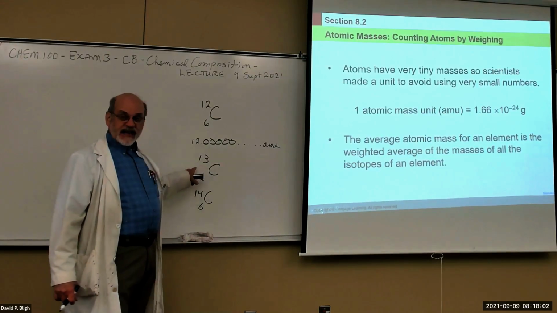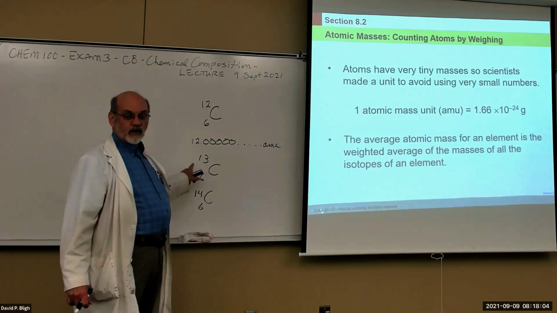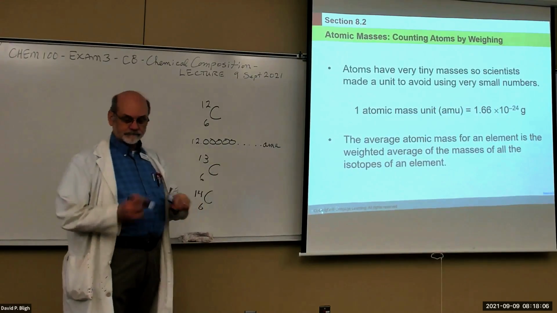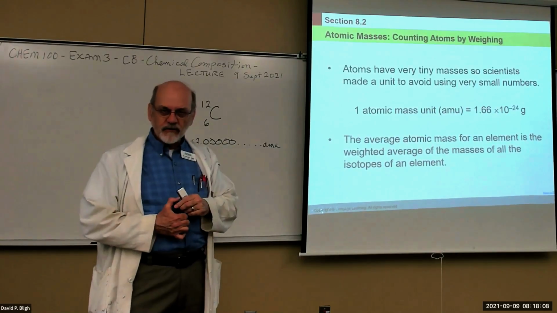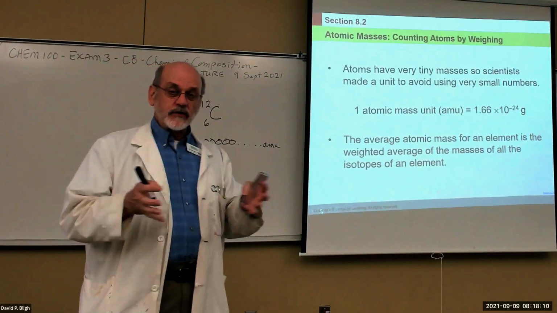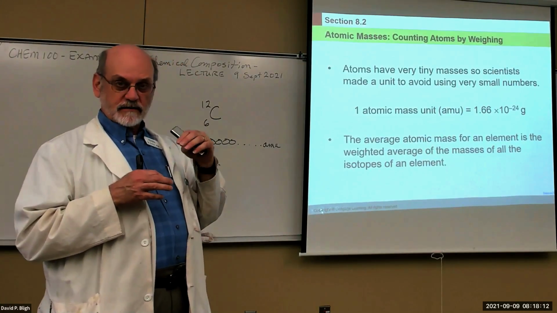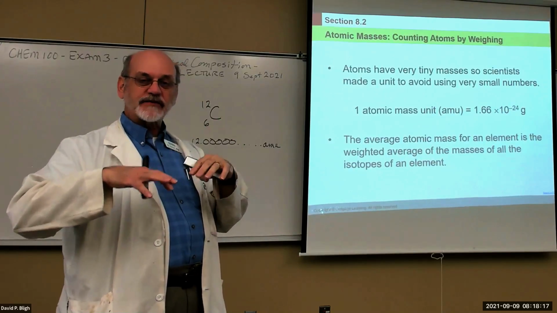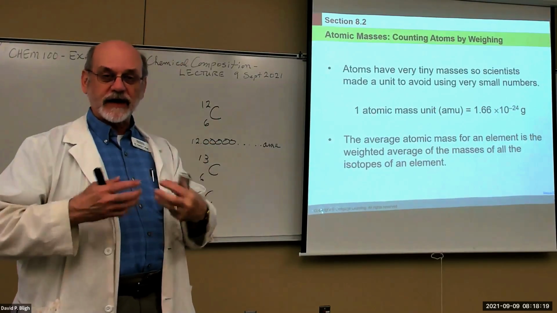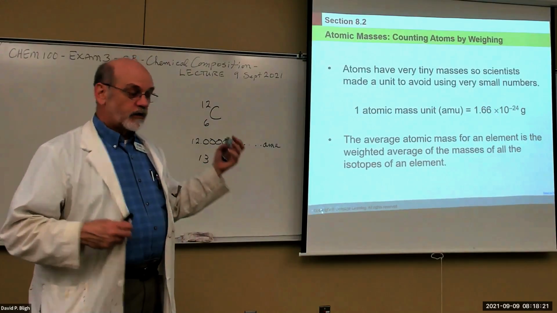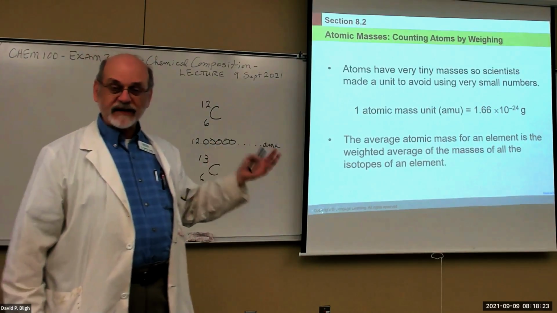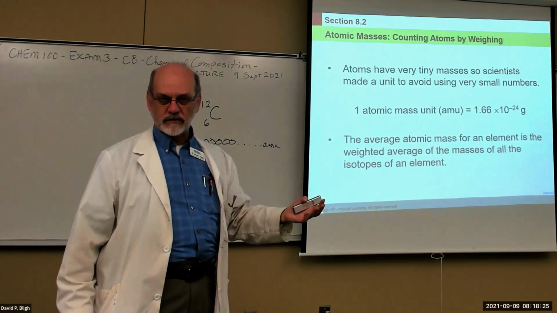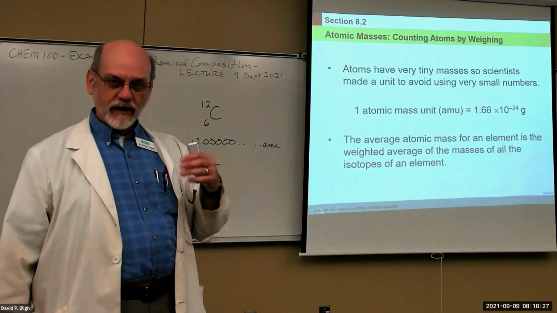But this one is a substantial percent. It's like 1.11% of the total. So we have to consider both of them. So what does that do for the atomic mass of a naturally occurring element? Remember, when we're counting by weighing, we're depending upon an average value for our atoms.